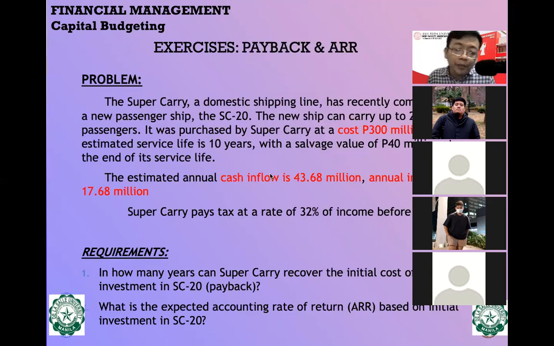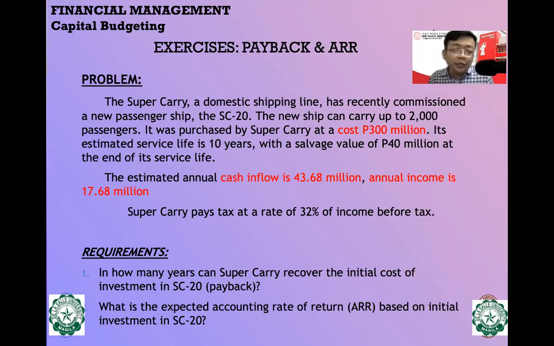So, again, payback period also and the ARR. Okay. So, Super Carry Domestic Shipping Line has recently commissioned a new passenger ship of the SC20. The new ship can carry up to 2,000.